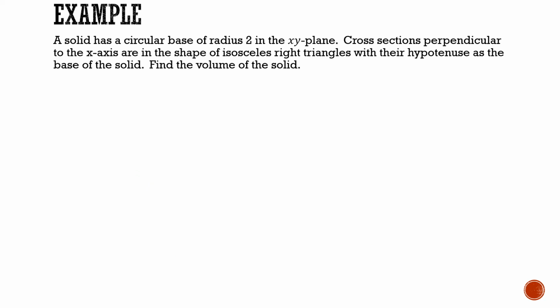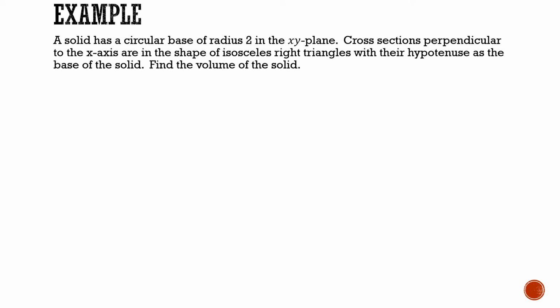Okay, for this example, a solid has a circular base of radius 2 in the xy plane. Cross sections perpendicular to the x-axis are in the shape of isosceles right triangles with the hypotenuse as the base of the solid. Find the volume of the solid.